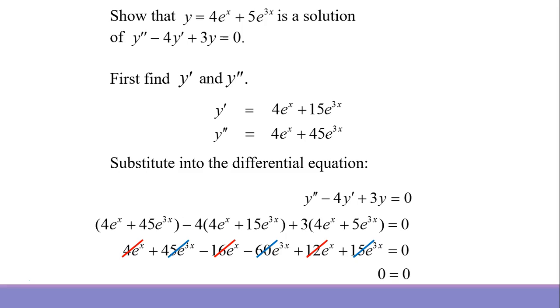So we get the equation 0 equals 0, which is a true statement. So if we can substitute for our derivatives, for our y prime and our y double prime, and in doing so we get 0 equals 0, then we can say that we have indeed found a solution to our differential equation.